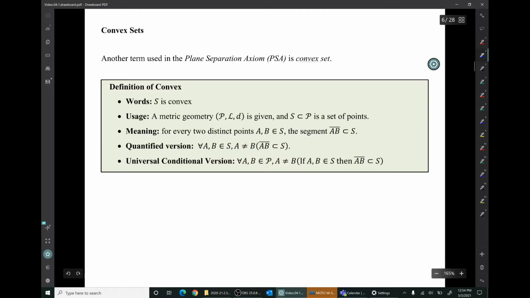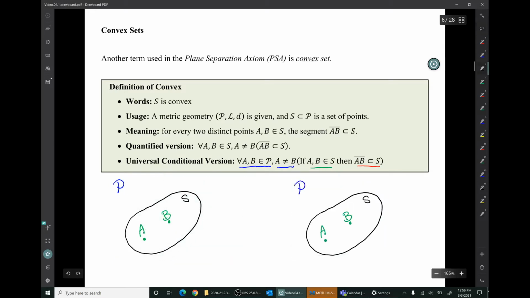It's often more helpful to think of the universal conditional version. So that would be this. For all A and B in the set of points, such that A is not equal to B, if A and B are elements of set S, then segment AB is a subset of set S. And it's helpful to illustrate that universal conditional statement. If A and B are distinct points in set S, then segment AB is a subset of set S.